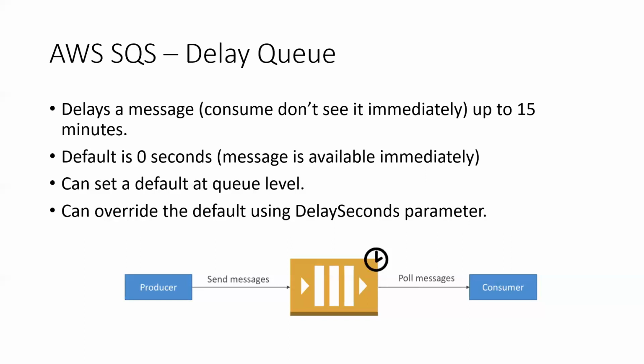So here we have the producers sending the messages, and our consumer will keep on polling for messages, but the delay seconds will be applied to the queue. Say you have applied a delay of 5 minutes: after 5 minutes the consumer will see that there is a message, and that consumer can poll the message and get it.